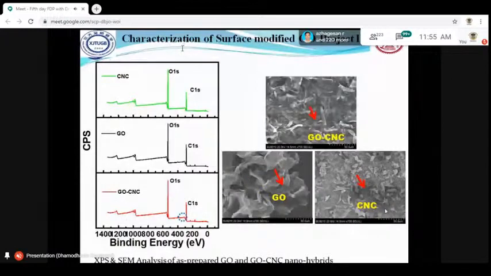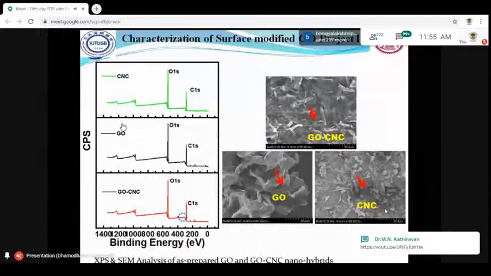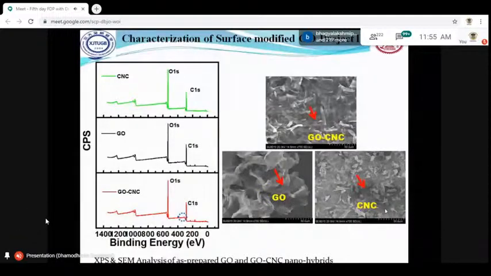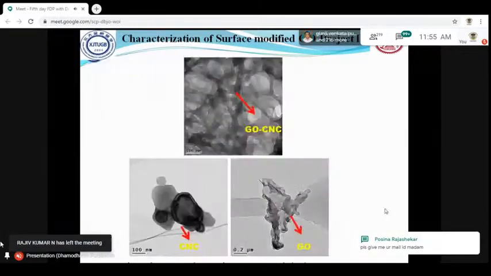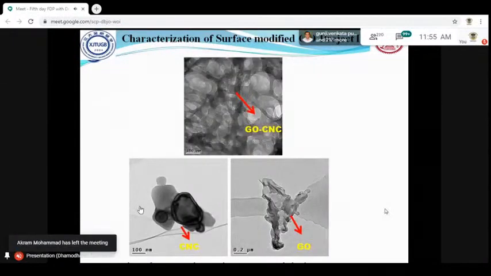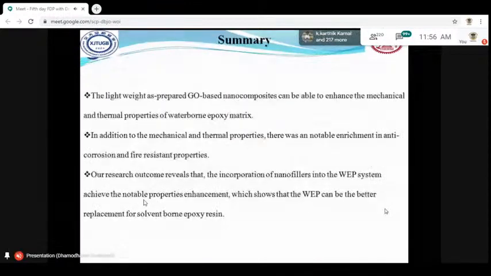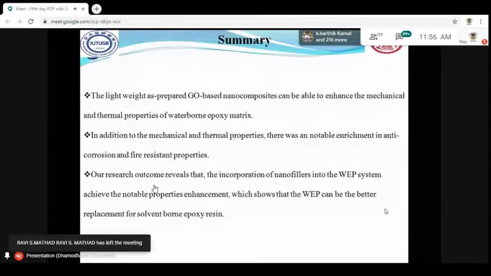Here we can see the GO sheet structures, the layer structures of the GO, clearly achieved, and also the thick layers. But in the case of CNC, we can see the crystal structure. It doesn't have any proper structural arrangement, but we have got a needle shaped structure. In the TEM analysis, we have got something like a plate structure. But in the case of CNC decorated GO, we can see the thin layer of GO decorated with CNC crystals. And here we can see CNC like a plate structure, graphene sheets, and also the CNC decorated graphene sheets in TEM analysis.